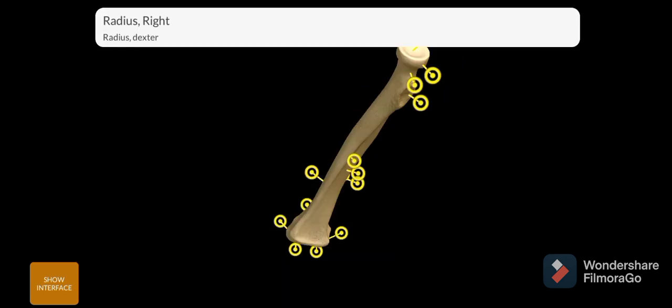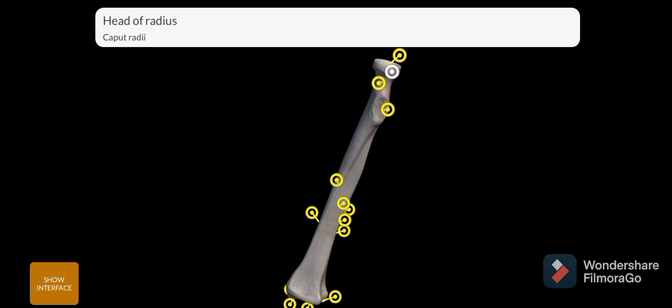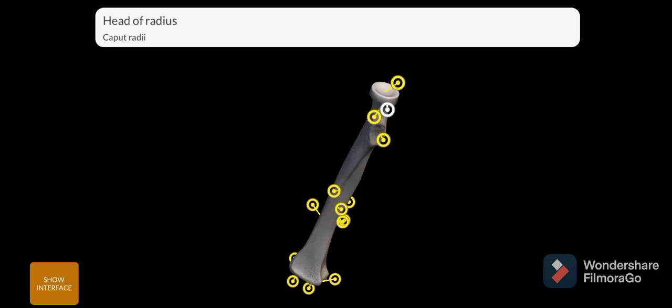The upper part of the radius is called the epiphysis, the lower part is also epiphysis, and the middle that connects the upper and lower end of the radius is called the shaft or body of the radius. The upper end of the radius bone consists of a head, which is also called caput radii. On the proximal end of the head, there is an articular surface for the capitulum of the humerus bone.